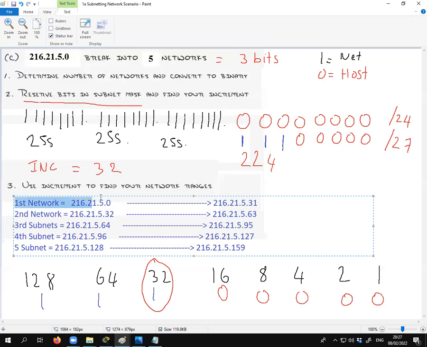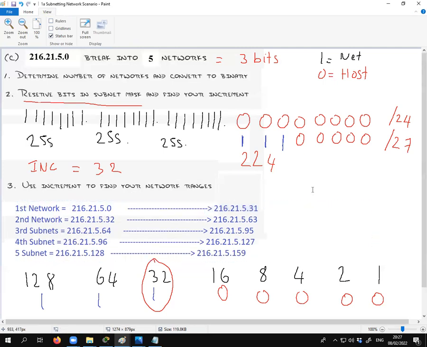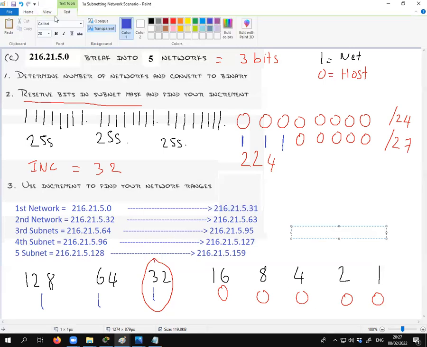So all of the addresses in the first network will live somewhere between 216.21.5.0 and 216.21.5.31. Now remember, how many hosts? Only 30 hosts, because you can't use the very first address, because it's the network ID, and you can't use the very last address, which is the broadcast. So this here, you would say, is the network ID of each one.